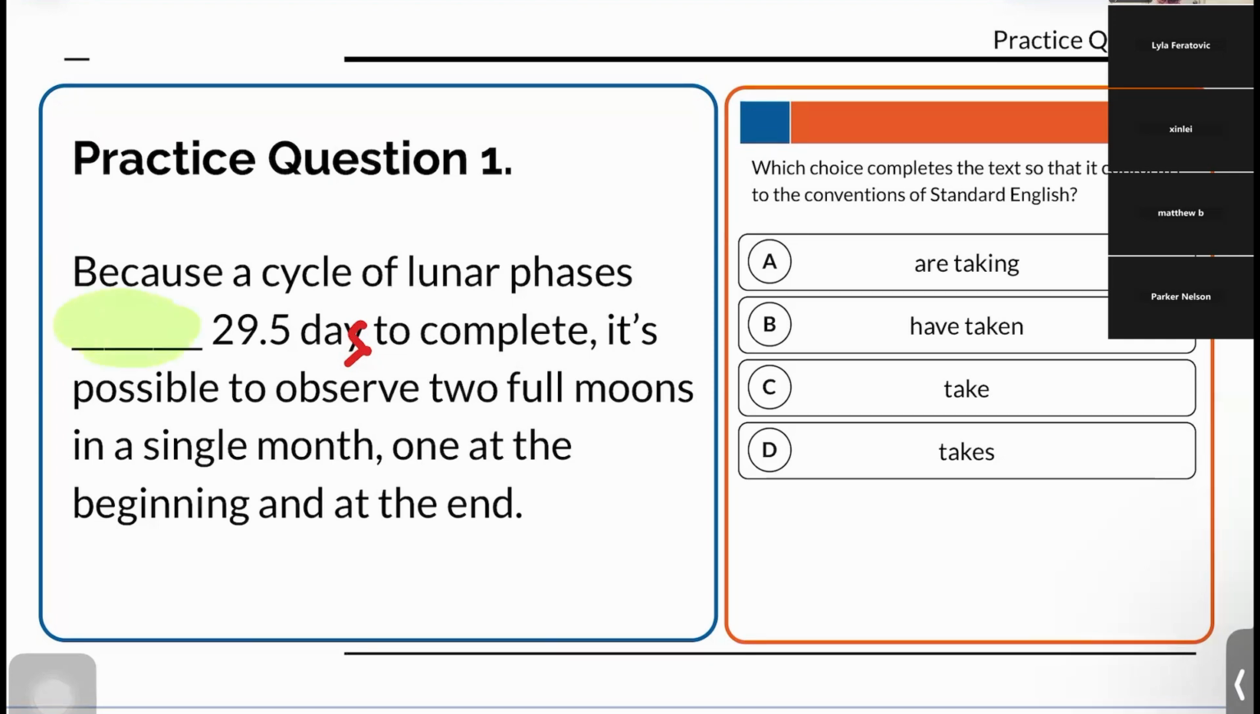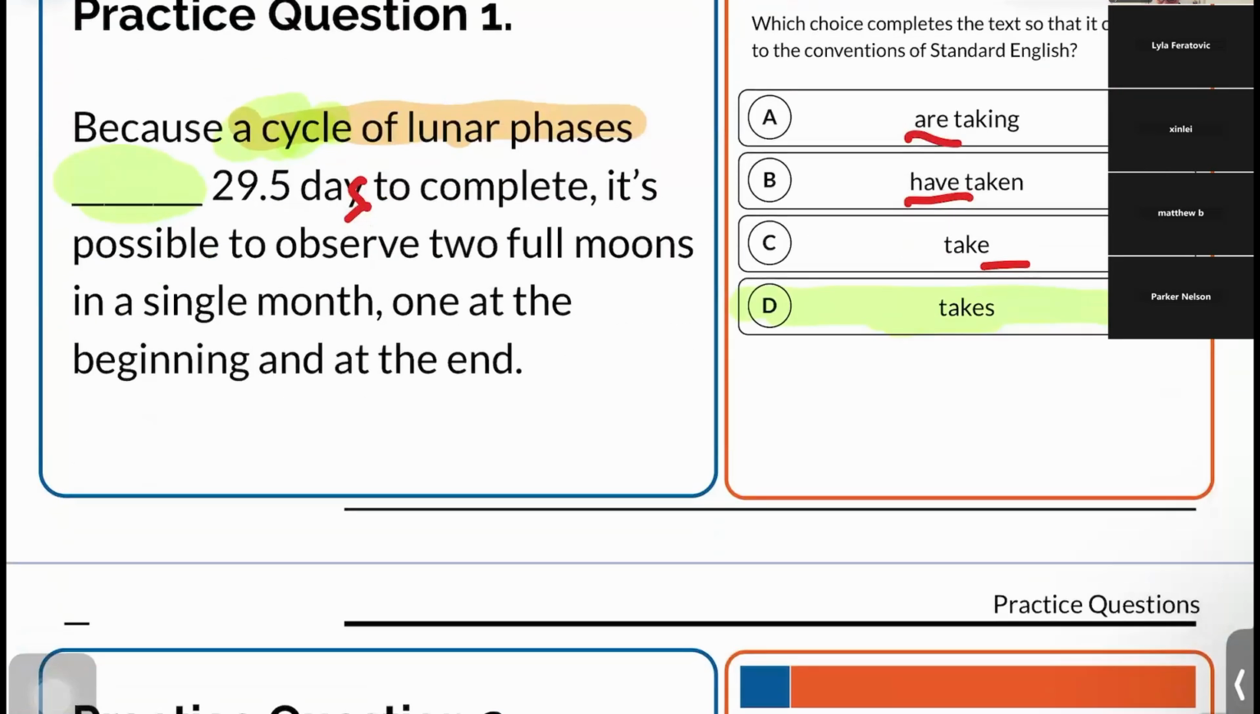So we have a verb here. What's doing the verb? Looks like the subject of this clause, it's a dependent clause, so the subject predicate thing can still work because it has a subject and a predicate. A cycle of lunar phases, in this case, is the subject of this clause. So then what's the simple subject of that? The cycle. And that's a singular noun. So that leads you to D, because are, have, and take are all plural forms of the verb.